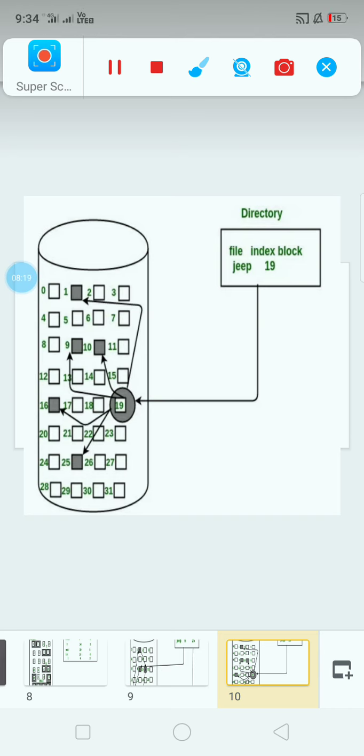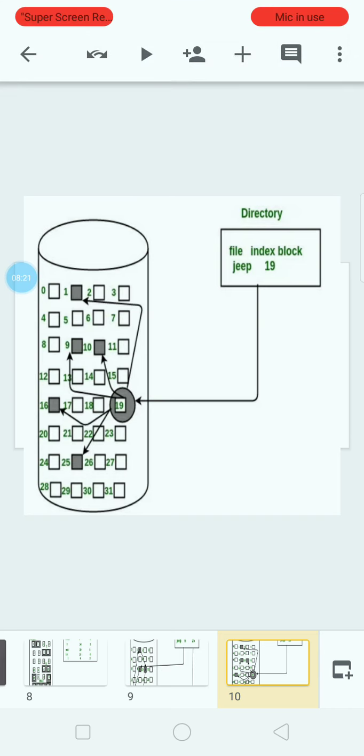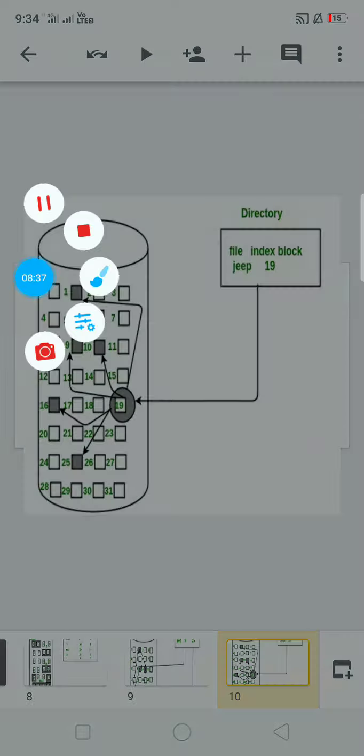Combined scheme. In this scheme, a special block called an information node contains all the information about the file, such as the name, size, authority, etc. And the remaining space of the information node is used to store the disk block addresses.